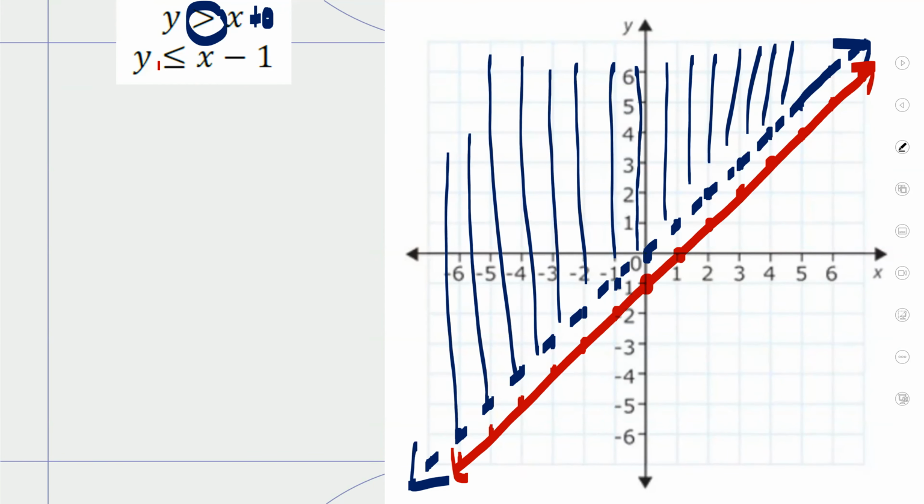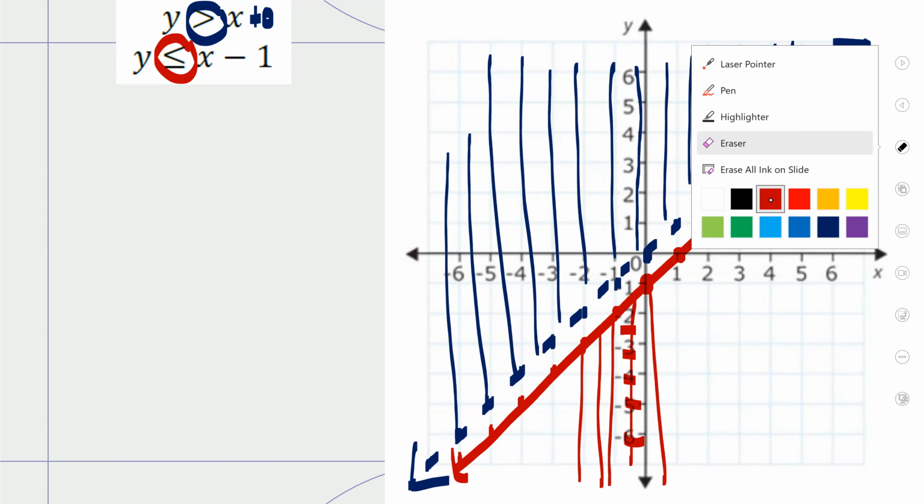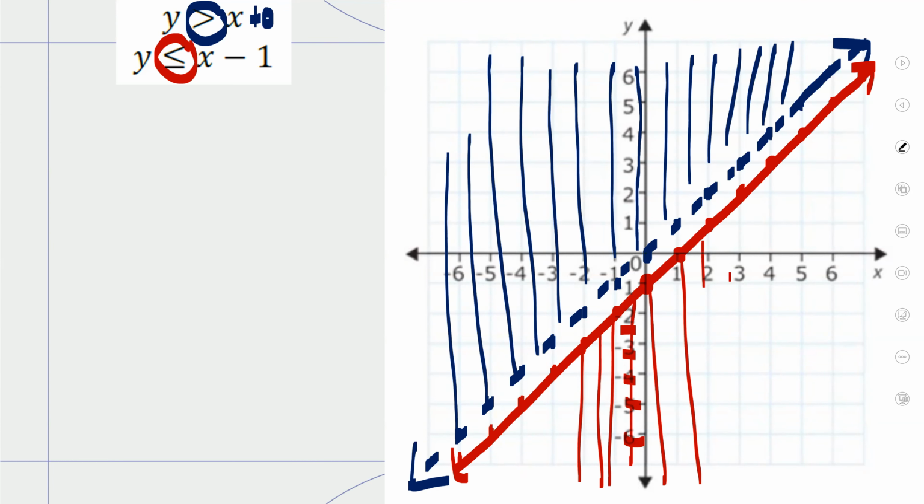And this is the less than symbol. So I'm going to go below the line. These y values are less than, look at these y values here. These y values are less than the ones up here, right? So I'm shading the correct side. I want the lesser side. Okay, so we're going to shade this way.